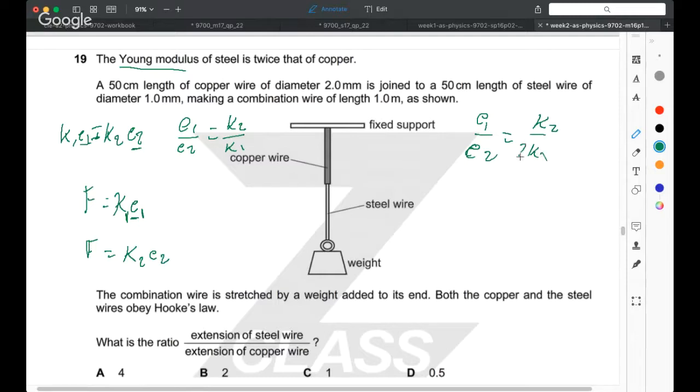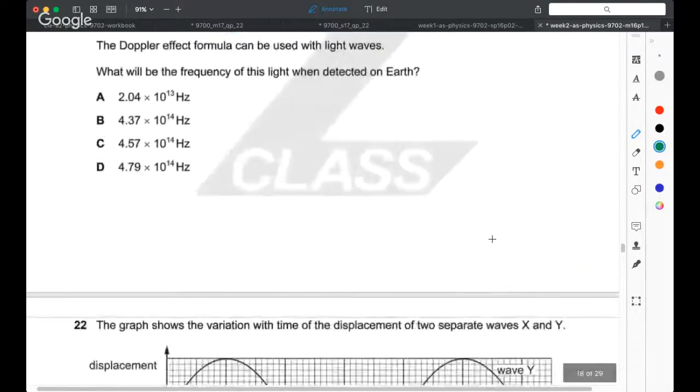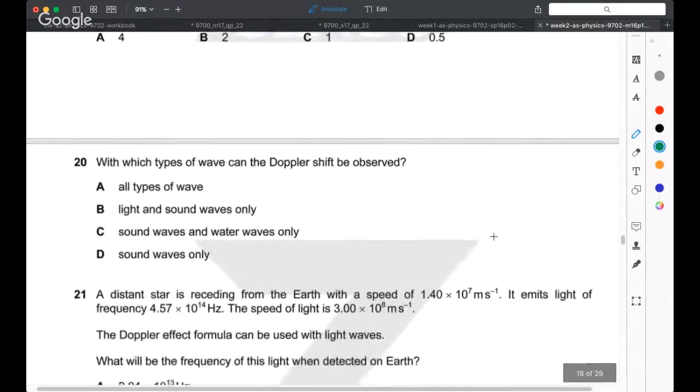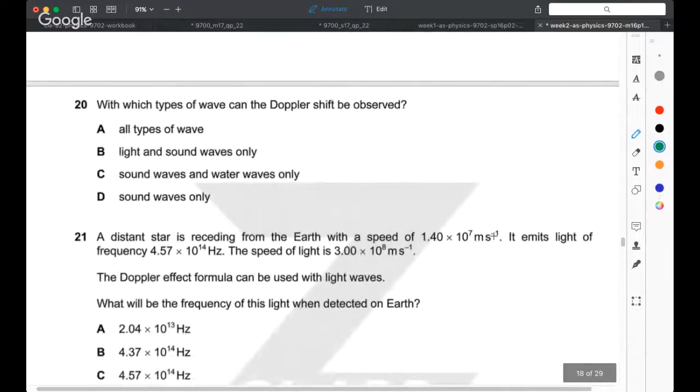So K2 is twice, or half. Okay, so it's 2 to 1, so it'd be P. Okay. Always can be observed by Doppler shift, all types.